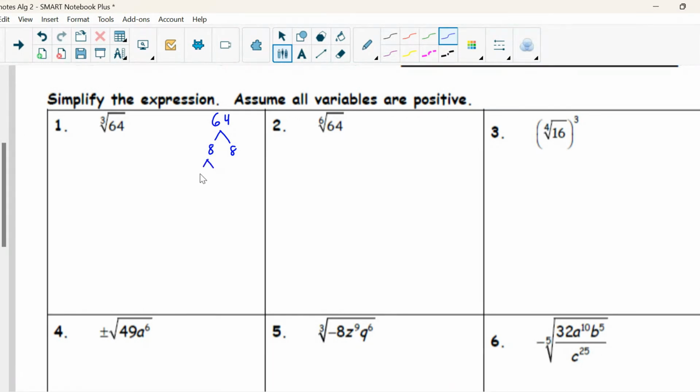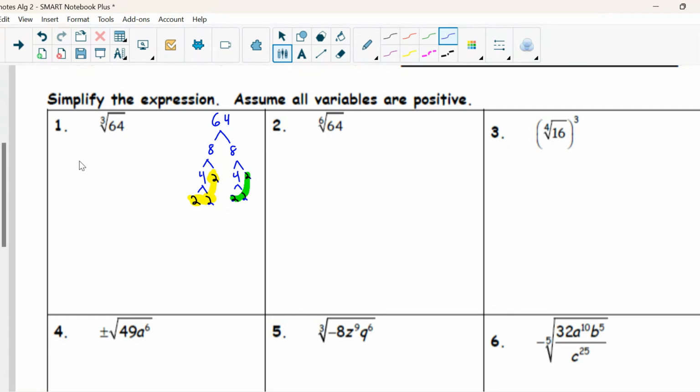I can factor 8 as 4 and 2. Obviously, I can't factor 2 any further. I can factor 4 again as 2 and 2. And on the other side, my factors are going to look the exact same. One thing that you will notice at this point is that on the left side of my tree, I have 3 2's, and on the right side of my factor tree, I have 3 2's as well. So these are the furthest factors of 64. But 2 times 2 times 2, which gives me 8, is just 2 cubed.